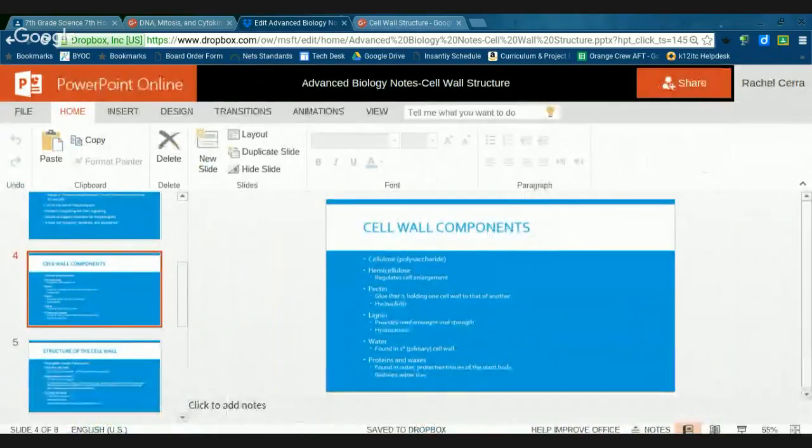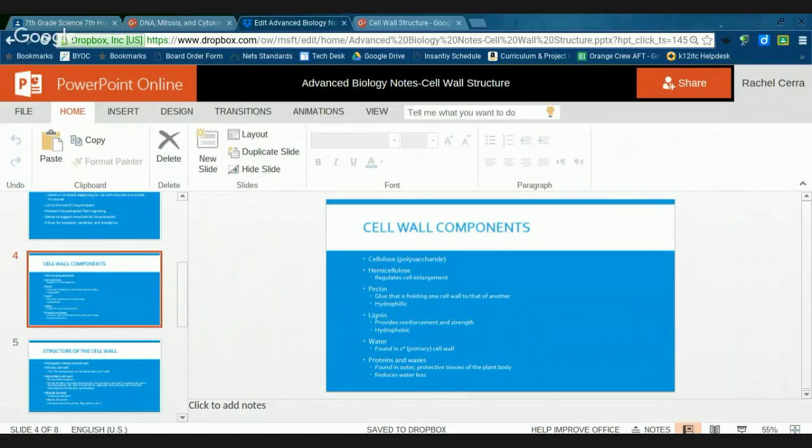Hopefully you can see that semi-well. Okay, we're going to talk a little bit now about the components of the actual cell wall. The primary component of your cell wall is cellulose. I believe we've talked about that, so you're familiar with it. If you remember from last semester, cellulose is a polysaccharide, which means it's a sugar or a carbohydrate. It's made up of repeating monomer units of glucose in this case. This is a primary component.